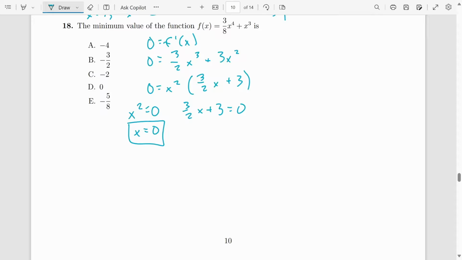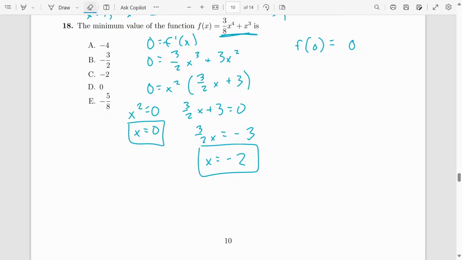That is one of our critical points. And on the right side, let's see, subtract 3 on both sides. 3 halves x equals negative 3. Multiply both sides by 2/3. We get x equals negative 2. So cool, we've got our two critical points. That makes it easy on us because we only have two values to plug in. So let's do that.